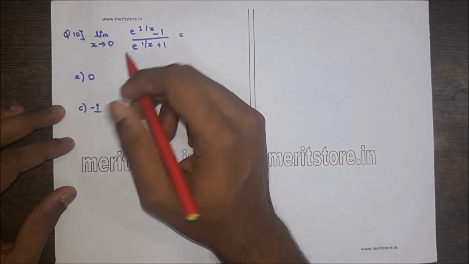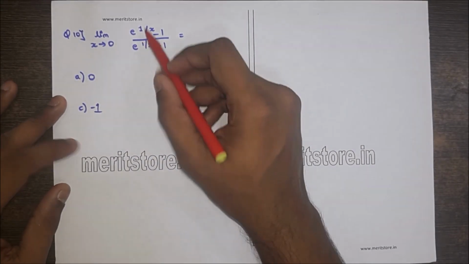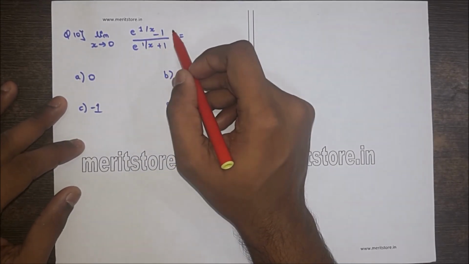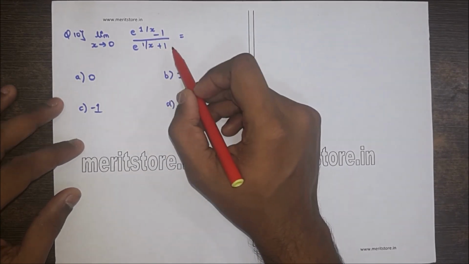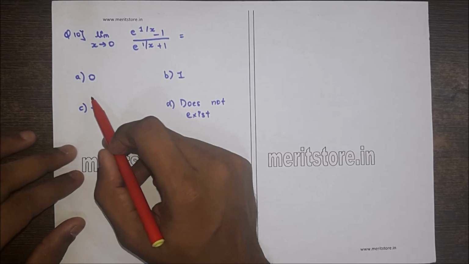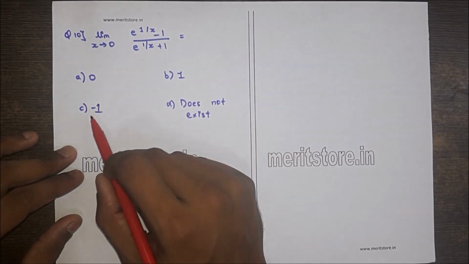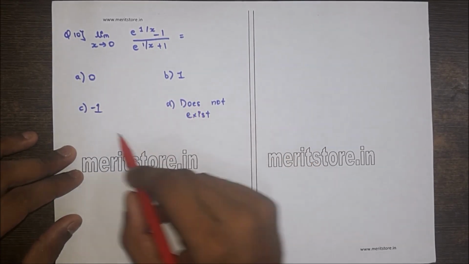A limit of x tends to 0 e raised to 1 by x minus 1 upon e raised to 1 by x plus 1 equals A 0, B 1, C minus 1, or D does not exist.